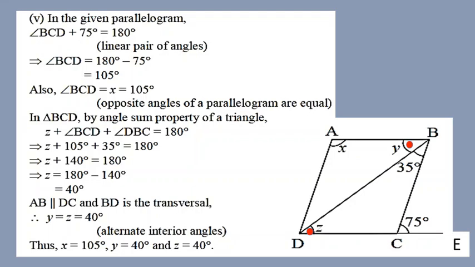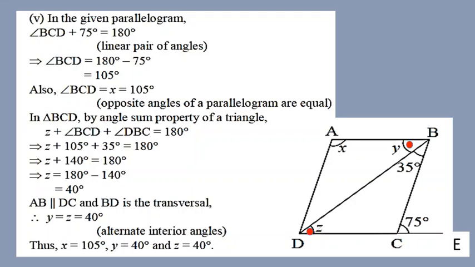Now, Y and Z are same. I have marked using red color because they are now alternate angles, alternate interior angles. Therefore, you can mark that Y and Z equal, Z is obtained, mark it as equal to Y. Y is also 40 degree.